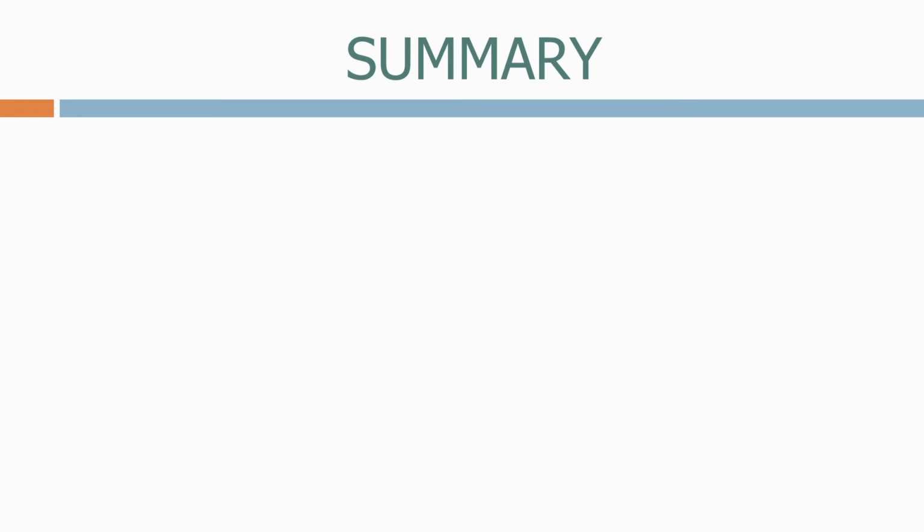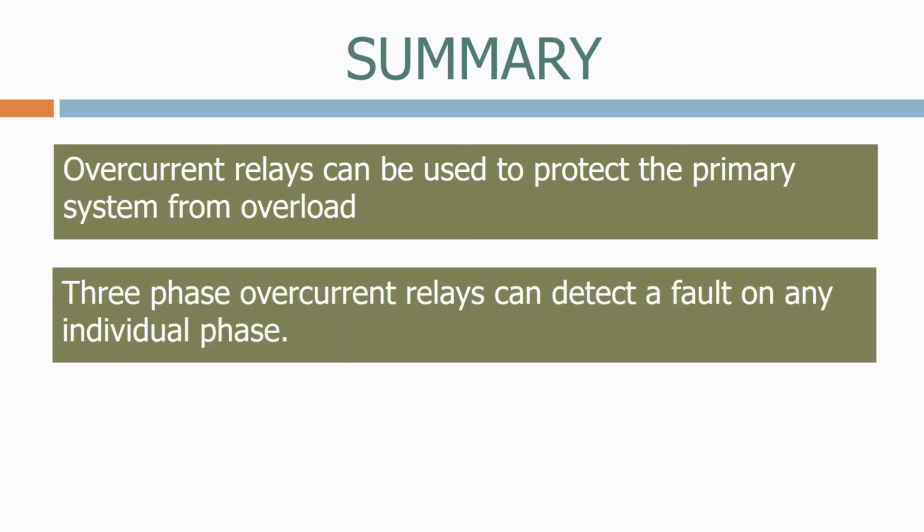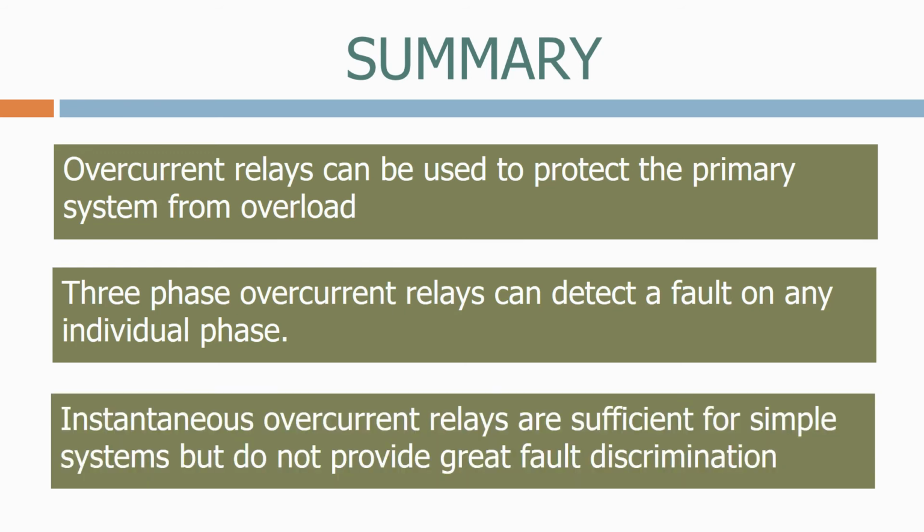Let's summarize what we've learned today. Overcurrent relays can be used to protect the primary system from overload. Three-phase overcurrent relays can detect a fault on any individual phase. Instantaneous overcurrent relays are sufficient for simple systems, but do not provide great fault discrimination.